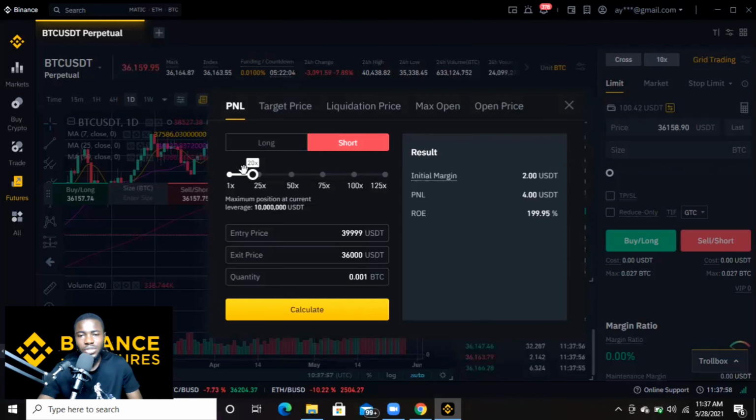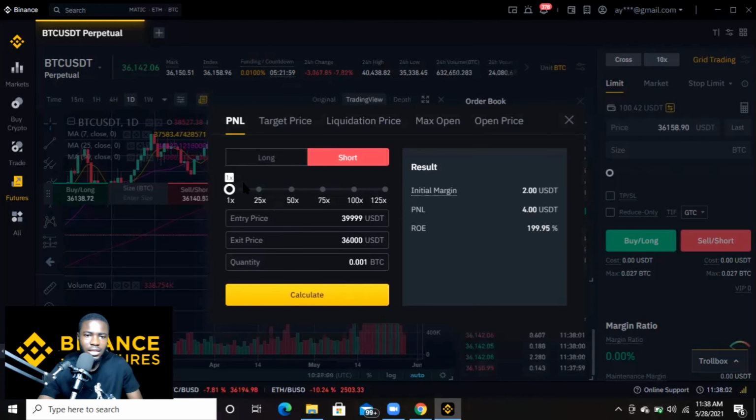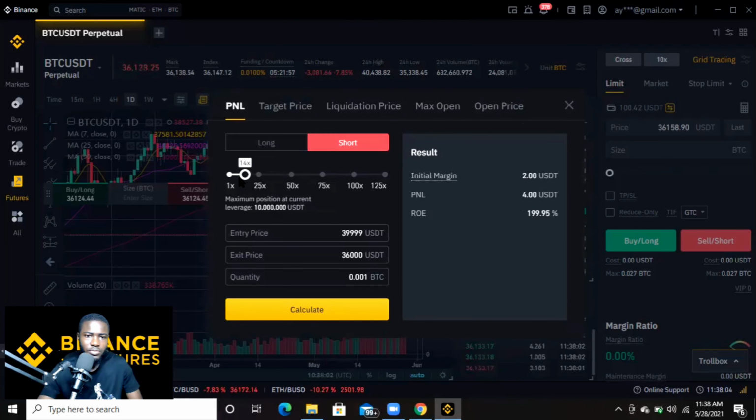Oh, I'm using a 20x leverage. That's supposed to be 10x leverage. We are using 10x leverage for this tutorial because I'm assuming whoever is watching this tutorial is quite new to futures. So let's go back to long.